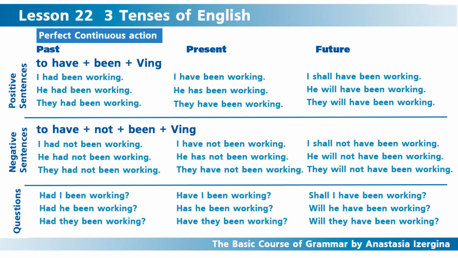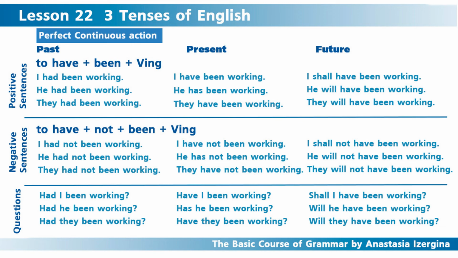Perfect continuous action. This is the most complicated, but actually it's hardly ever used in English, especially in spoken English. So don't worry much about it, but let's see the formula. In past, present and future, the formula is going to be to have, auxiliary verb plus one more auxiliary verb being in fixed form, always the same, and then main verb is coming with ing ending.